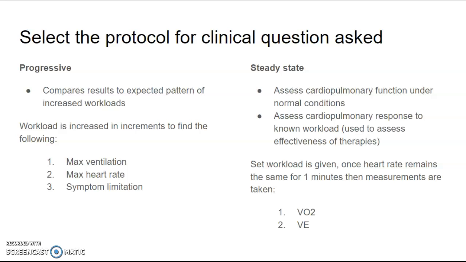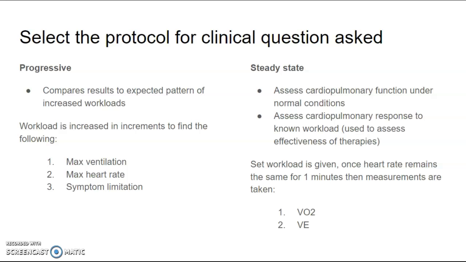For steady state testing, you are assessing the cardiopulmonary function under normal conditions, or you're assessing the cardiopulmonary response to a known workload. This is what they use when they're trying to assess effectiveness of therapies, such as bronchodilators to control exercise-induced bronchoconstriction and so forth.